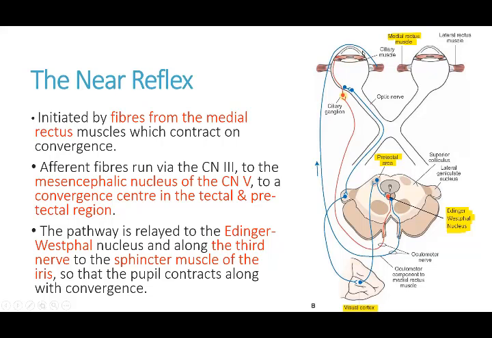The impulses are taken via the ciliary ganglion into the pretectal area, mediated over here in the fifth nerve nucleus, and then to the Edinger-Westphal nucleus, and from there via the ciliary ganglion into the sphincter pupillae.